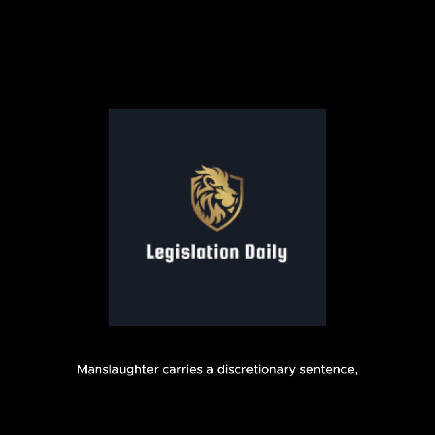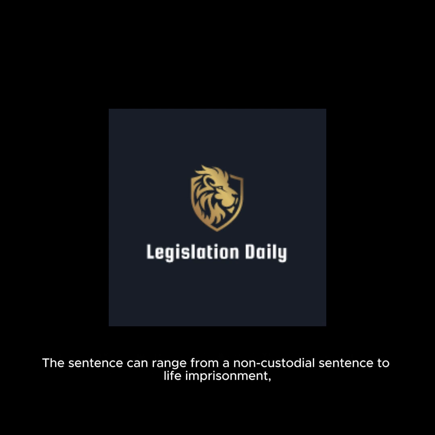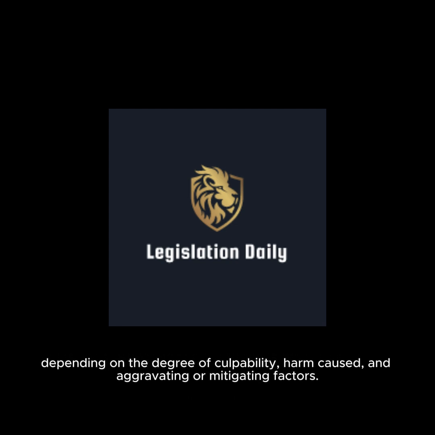Manslaughter carries a discretionary sentence, allowing judges to impose a wide range of penalties depending on the circumstances of the case. The sentence can range from a non-custodial sentence to life imprisonment, depending on the degree of culpability, harm caused, and aggravating or mitigating factors.